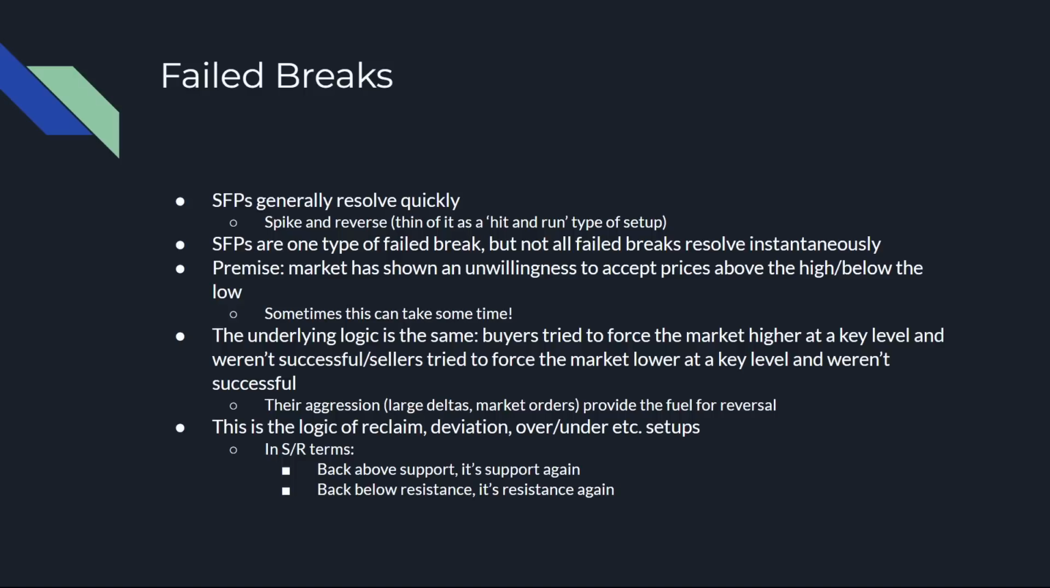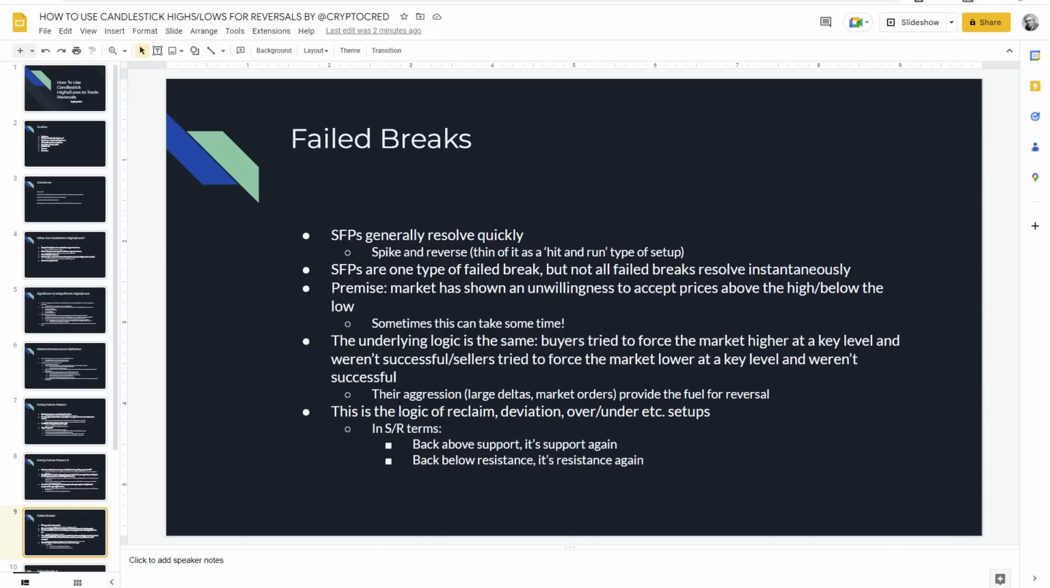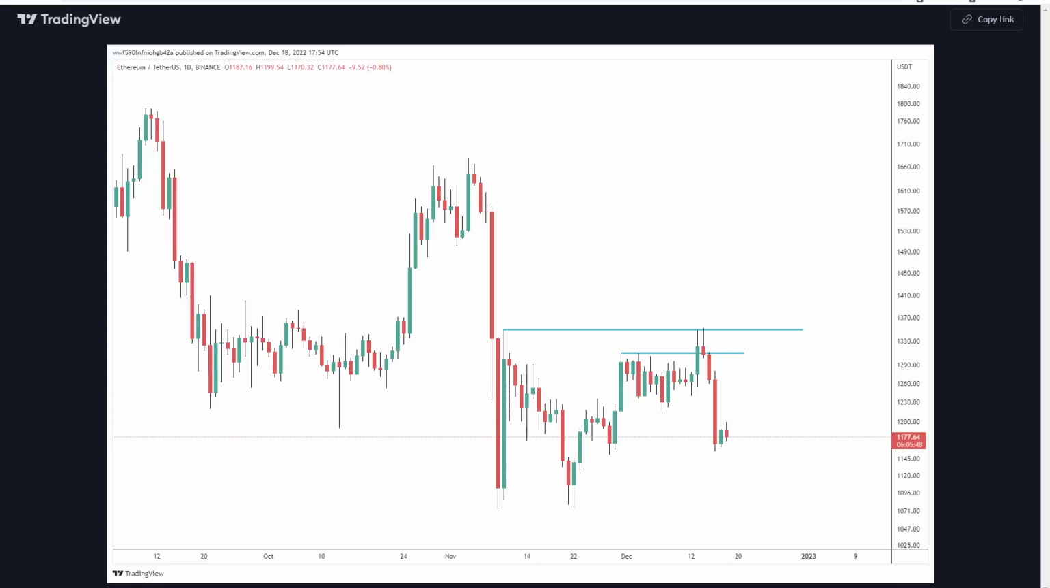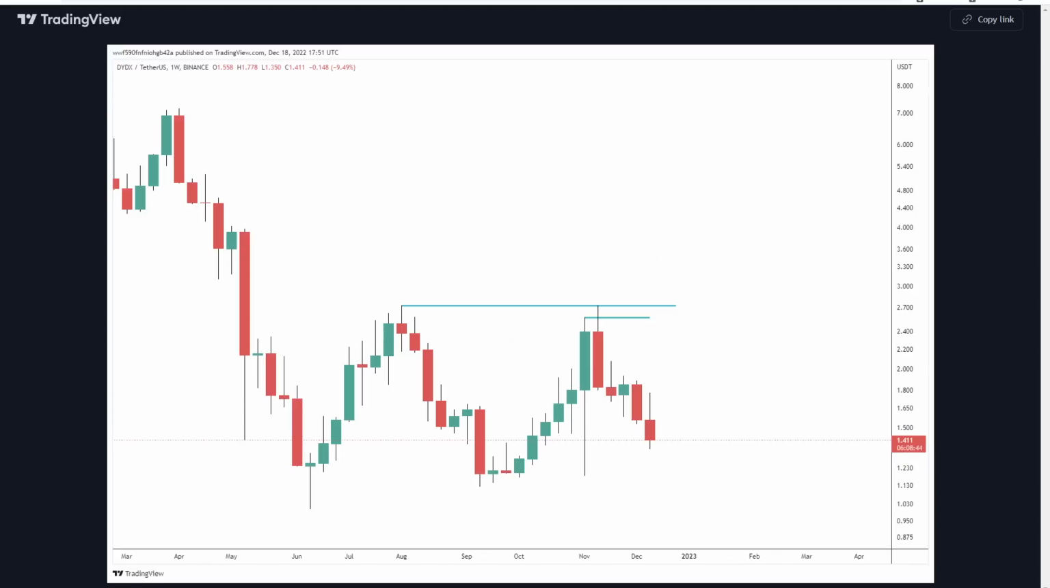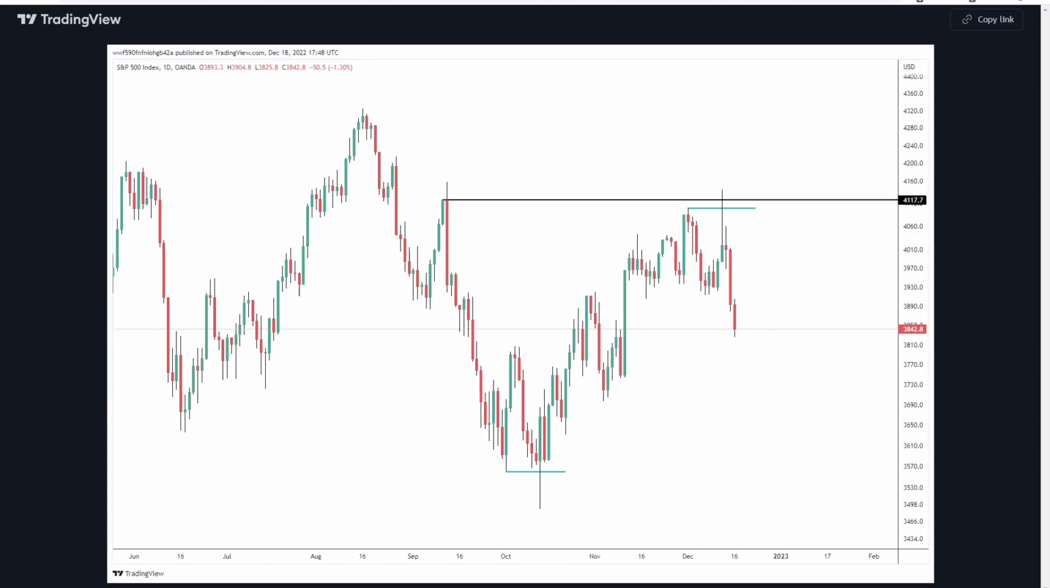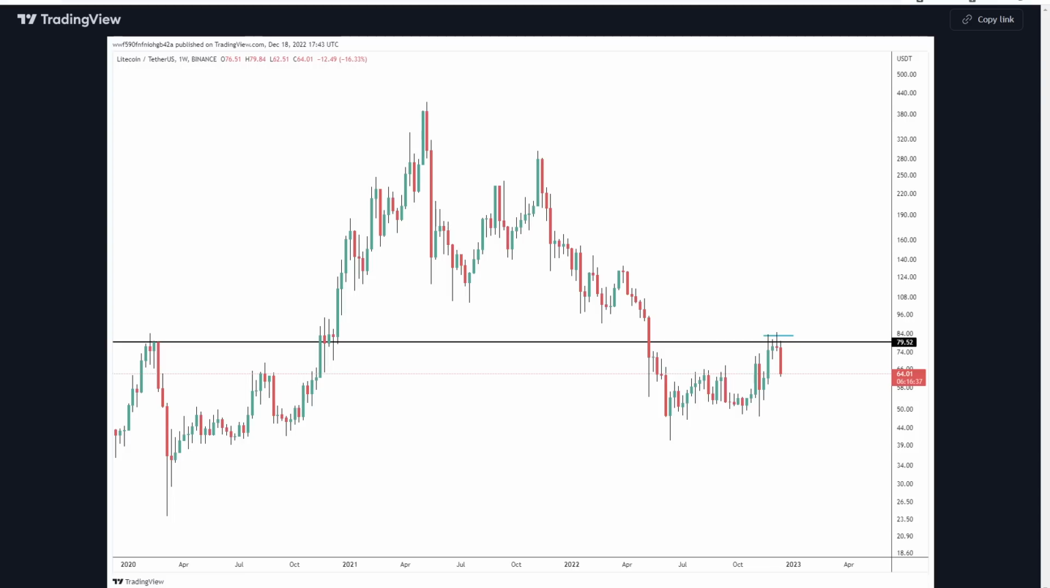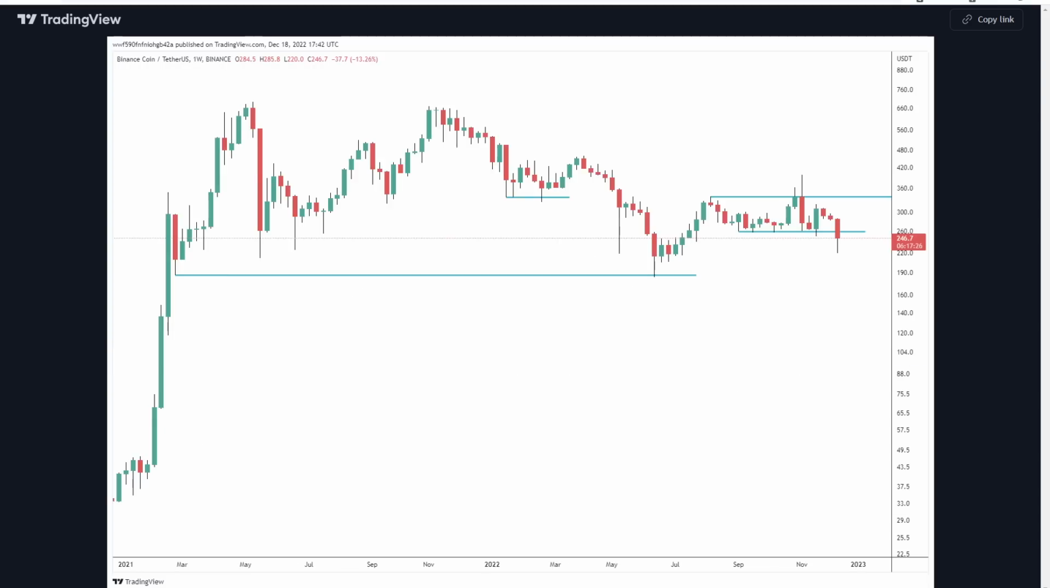Now, while SFPs are one type of failed break, not all failed breaks are SFPs, nor do they resolve instantaneously. And so it helps to have a zoomed out perspective on what we're looking at here, of the market showing an unwillingness to accept prices above a key high or below a key low. And sometimes that can take time. So in some of the examples that we've covered, especially on the higher time frame charts, it was by no means an instantaneous process. I think in some of the earlier examples specifically, let's look at this.